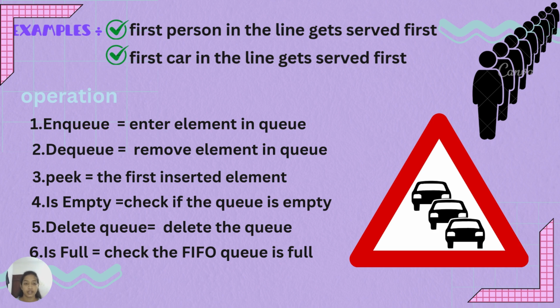Operations of a queue. First one, enqueue, enter an element in the queue. Second, dequeue, remove an element from the queue. Third, peek, the first inserted element. Fourth, is empty, check if the queue is empty. Fifth, delete queue, delete the queue. Sixth, is full, check if the FIFO queue is full.